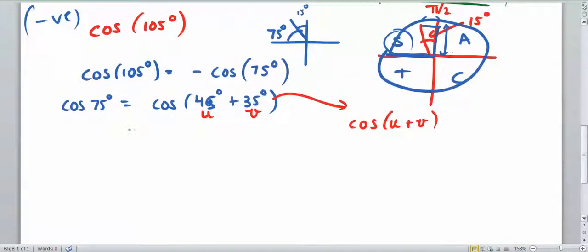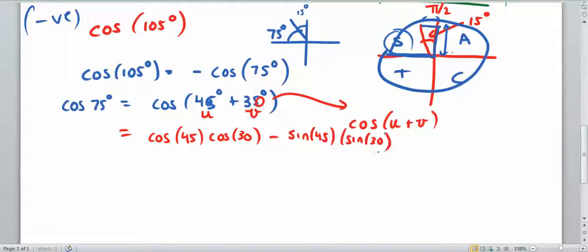Okay, so that is equal to cos u, which is 45, cos v, that's 30 by the way, cos of 30, minus sine u, sine of 45, times sine of 30. Now isn't it pretty cool, because we know the values of these, we know the values of 45 degrees and 30 degrees, 45 and 30.